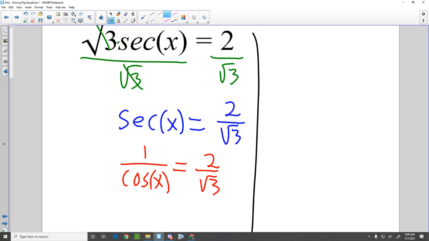So I'm actually looking for 1 over cosine equal to 2 over root 3. Well, that kind of looks weird, but here's what's really fun. If you have one fraction equal to another fraction, if you flip both sides, it's still going to be equivalent. So take that left side, 1 over cosine of x, and flip it upside down. That's the same as cosine of x over 1. I'm allowed to do that if I flip the right fraction also. That was 2 over root 3. If I flip it, it becomes root 3 over 2.